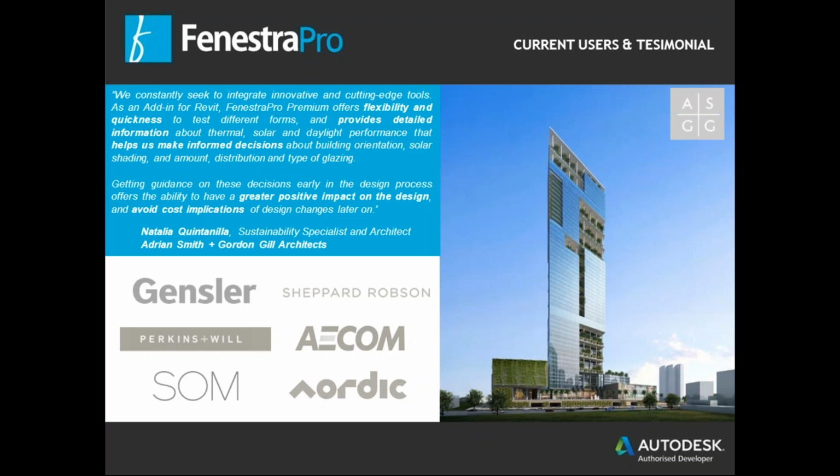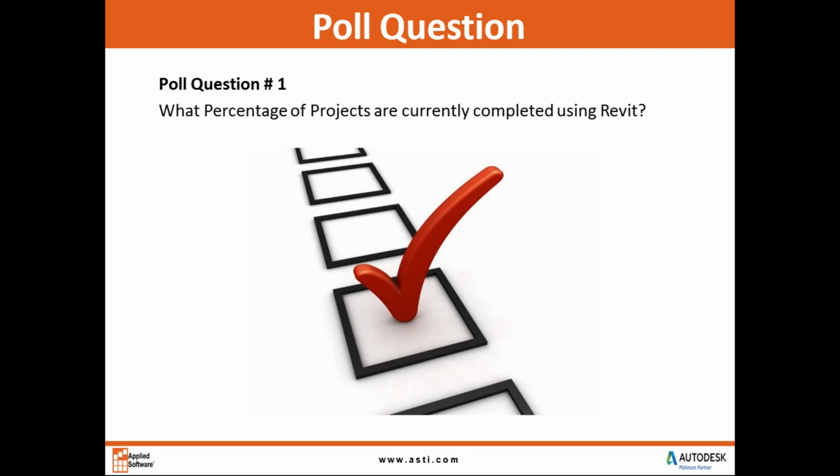Now, who are some of the architects that are currently using Finestra Pro? Luckily, we have such companies as Gensler, Perkins & Will, and SOM here in North America. In Europe, Shepherd Robinson, AECOM, and Nordic are just some of the major companies that are currently using Finestra Pro to analyze their buildings during construction documents, during Revit, and to really make a better, more informed design project.